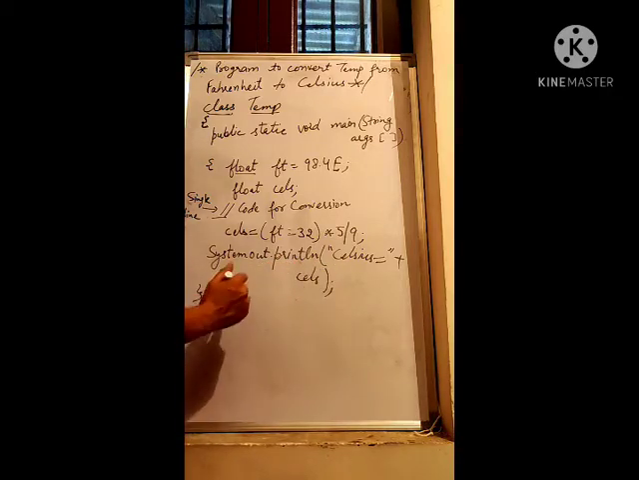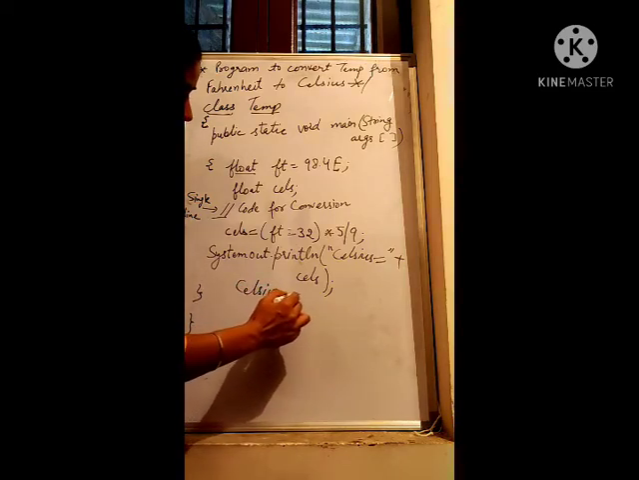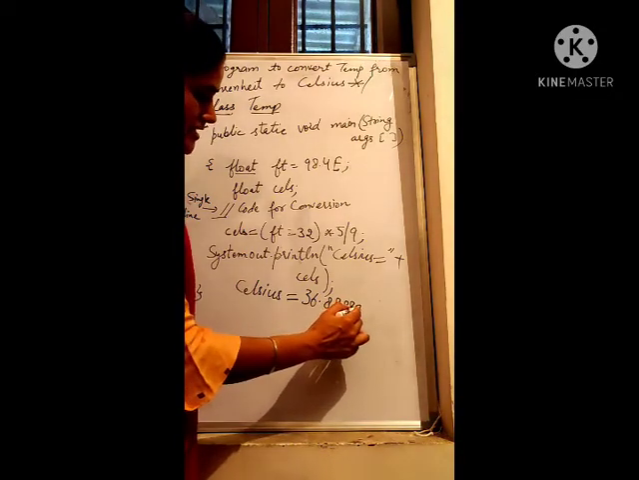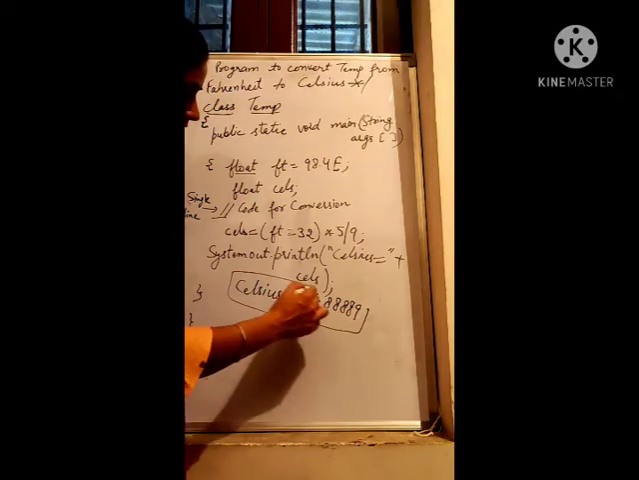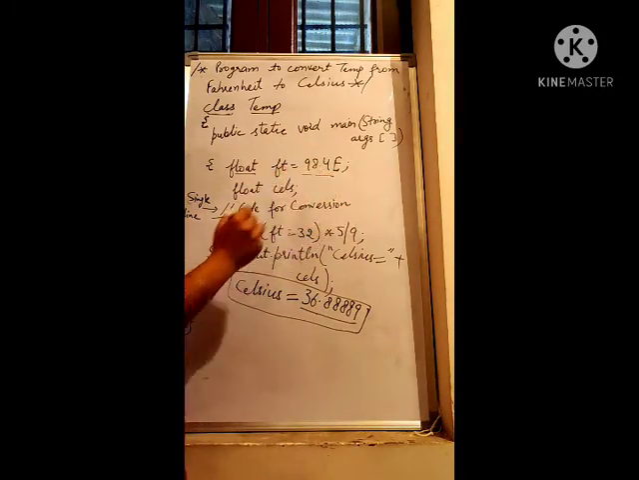Okay, so after this program, what is the result? Result is Celsius is equal to 36.88889. This is our answer. This Celsius value is equal to this Fahrenheit value.